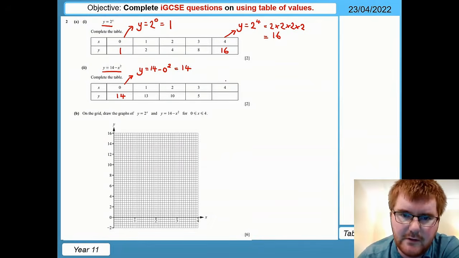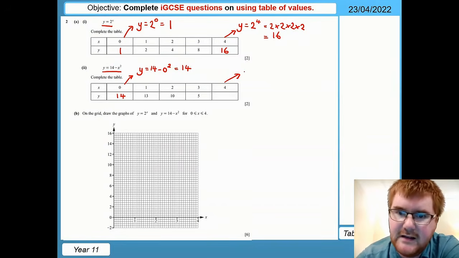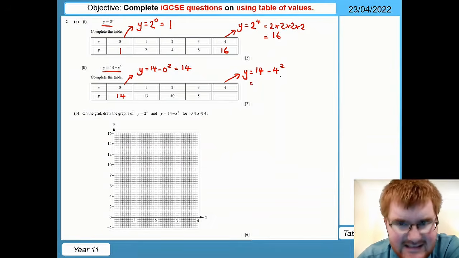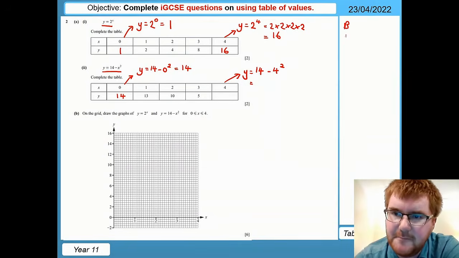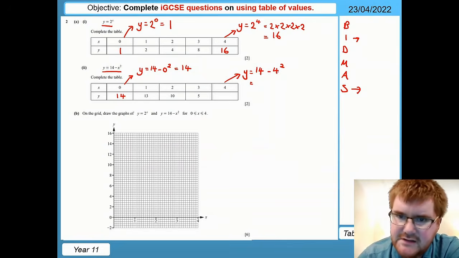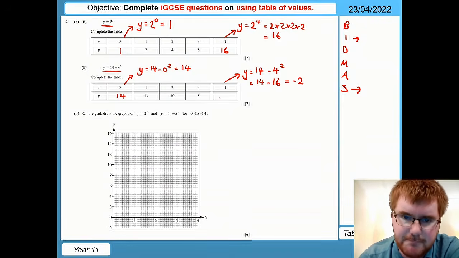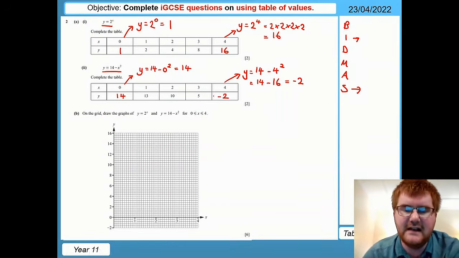So we pop 14 like so. And here we do this in a very similar way. So I'm going to copy out this expression. And wherever I see an x, I'm going to put a 4 this time. So y is equal to 14 minus 4 squared. And this is where BIDMAS really does come in. So what we do at this point is we do the indices first. Remember, BIDMAS, quick reminder on this. We are going to do the indices, the small numbers first, then we do the subtraction afterwards. So 4 squared is equal to 16. And 14 minus 16, that's equal to minus 2. So we pop that in to our table like so.